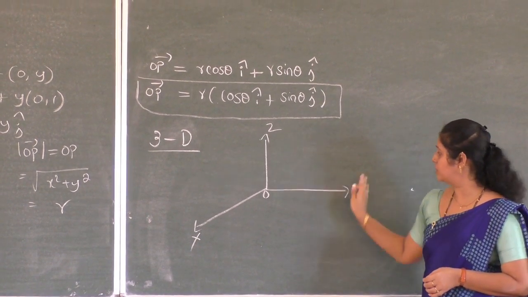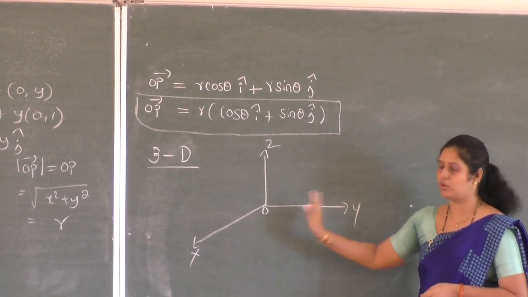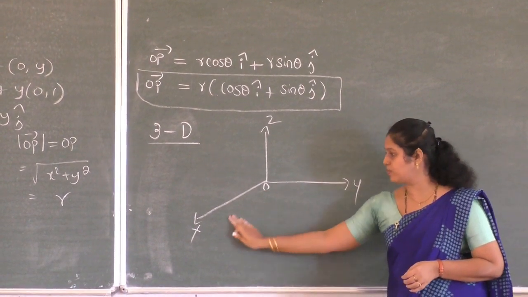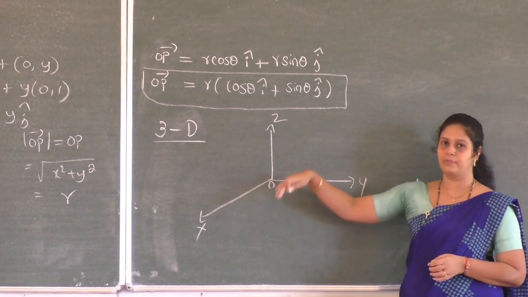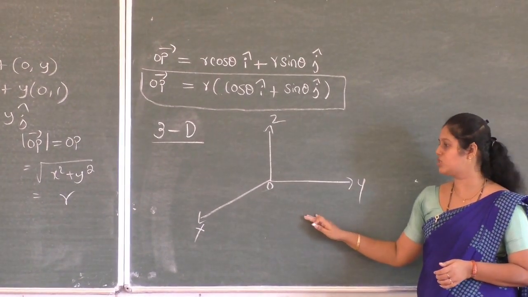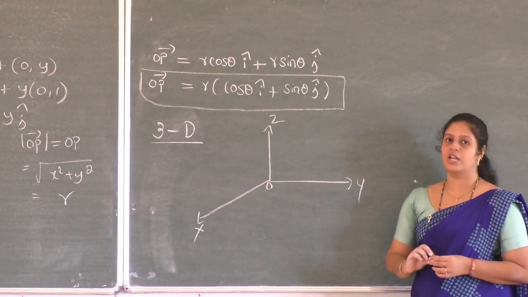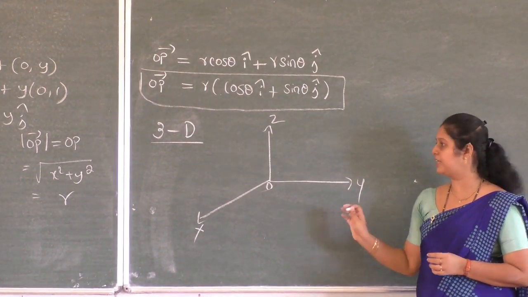Here this is the yz plane including origin, this is the xy plane, and this is the xz plane. So these three planes are mutually perpendicular to each other. Okay, now I will take one point in 3D space.